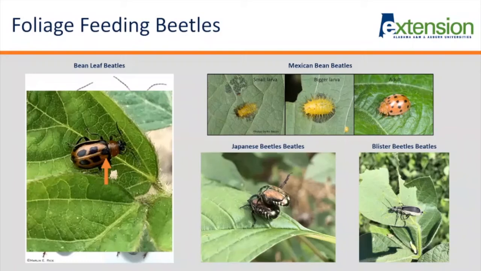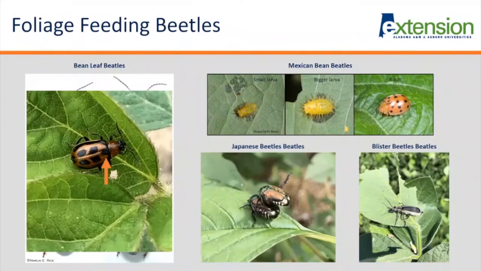We also, from time to time, see Mexican bean beetles. They're not real common. They're pretty interesting looking as immatures, all spiky, spiny, yellow larvae. The adult looks similar to a lady beetle, so that's something to keep in mind. We don't want to spray lady beetles thinking that they're Mexican bean beetles, so identification is important.